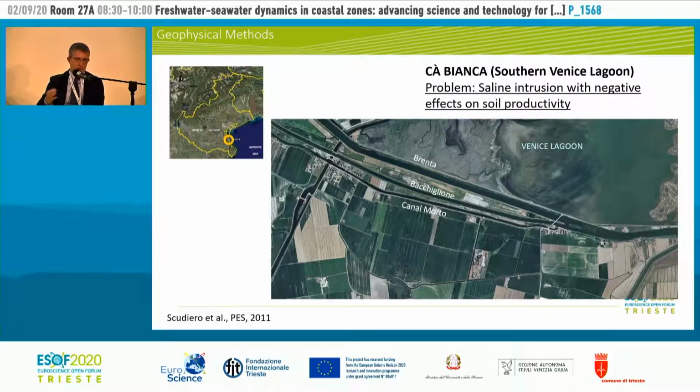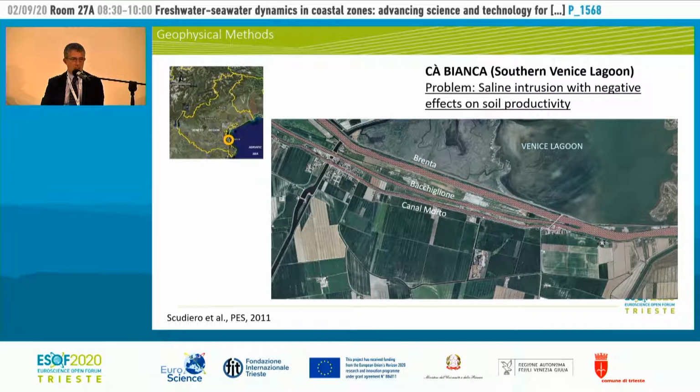I will show you now a similar example, but just the opposite. Here we are in the southern part of the Venice Lagoon, where there is a problem with seawater intrusion. And seawater intrusion is not coming much from the lagoon itself or from the sea, it's actually coming from the rivers, okay? These are three rivers, actually two rivers and a canal, which are artificial. They were built there by the Venetians in the 1500s.